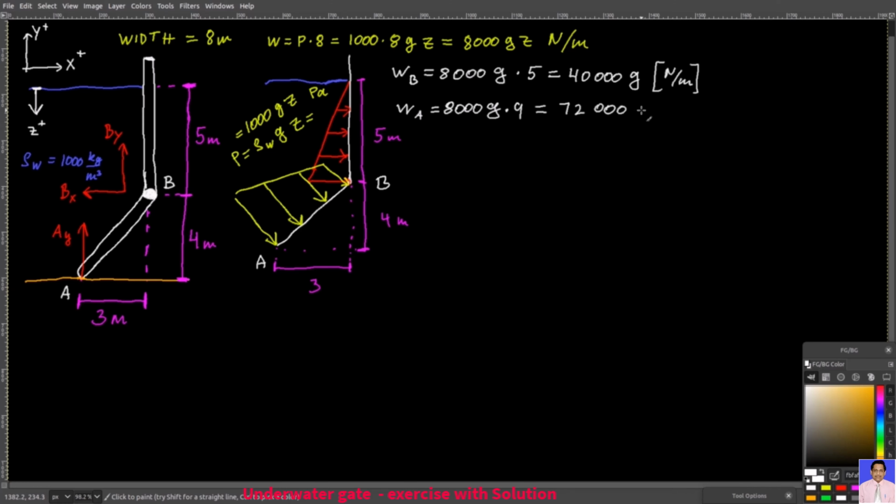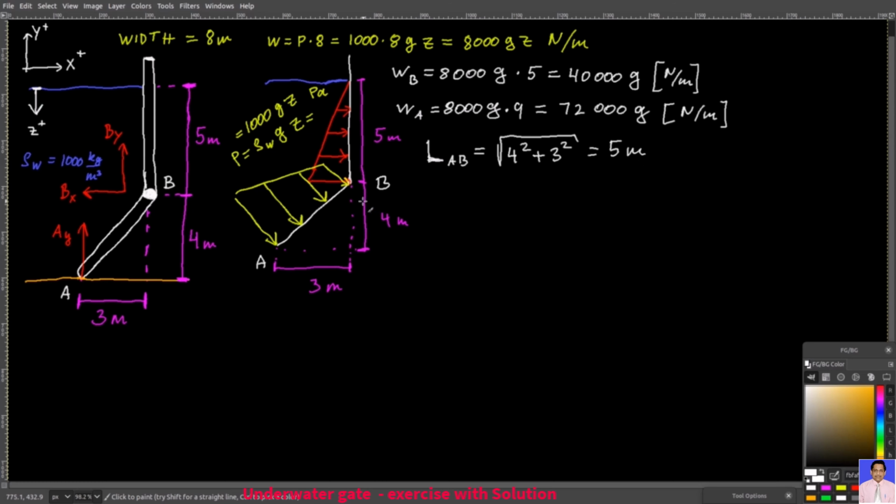That's 72,000 g newtons per meter. I have 9 here because I have 5 meters plus 4 meters. That's the depth of point A, 9 meters. You can find the length of this AB gate using Pythagoras' theorem like this. Length of AB equals the square root of 4 squared plus 3 squared, because you have 4 here and 3 meters here. And then I square root this sum and I will have 5 meters.